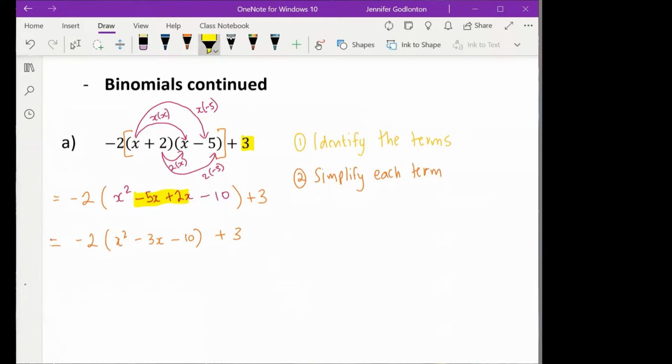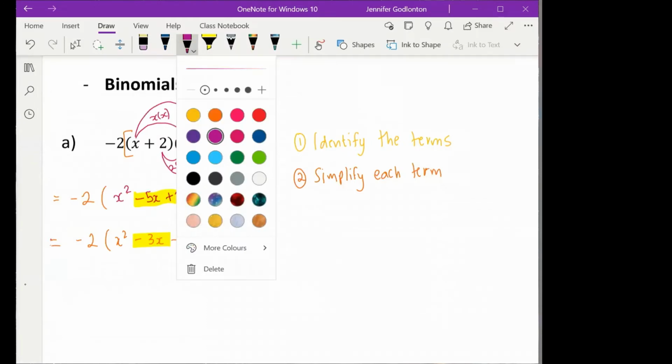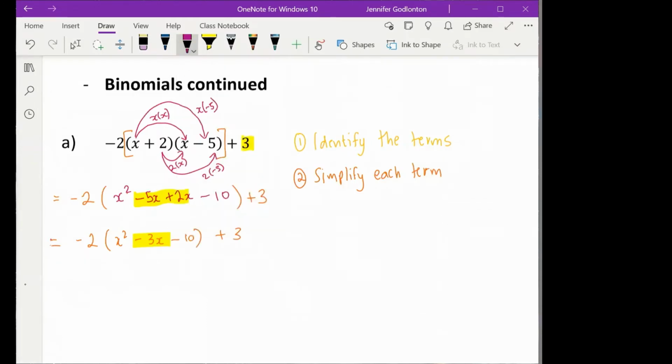So all we did here was we took that negative 5x plus the 2x, and we got a negative 3x over there. Okay. Next step, all we want to do now is we want to take this negative 2 and we want to multiply it by everything in that bracket.